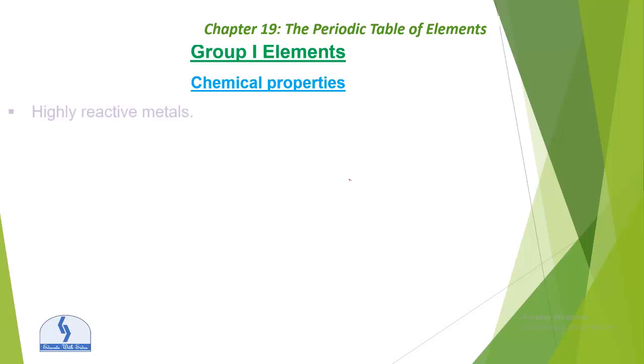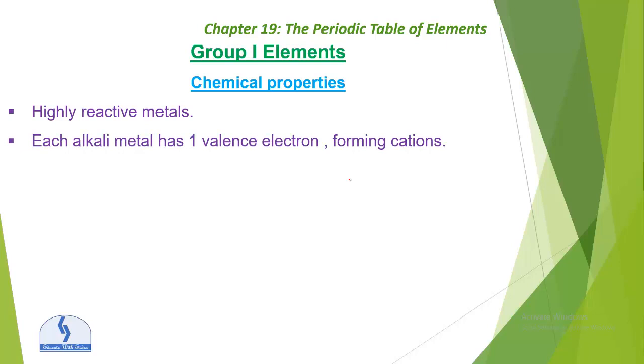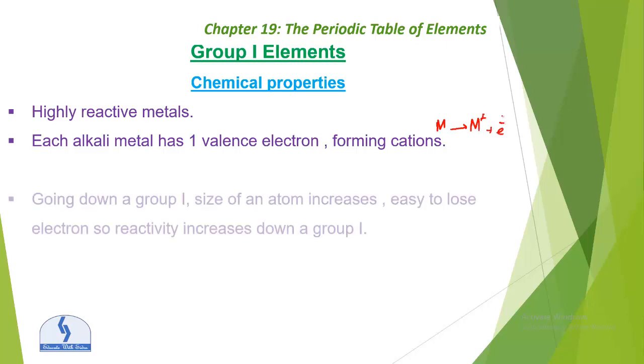Now the chemical properties. They are highly reactive metals. They are stored in oil to prevent them from reacting with air and water. Each alkali metal has one valence electron. By losing one electron, they achieve the noble gas configuration and form cations, right?